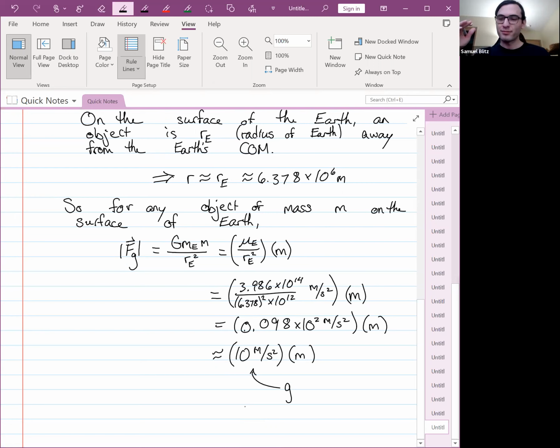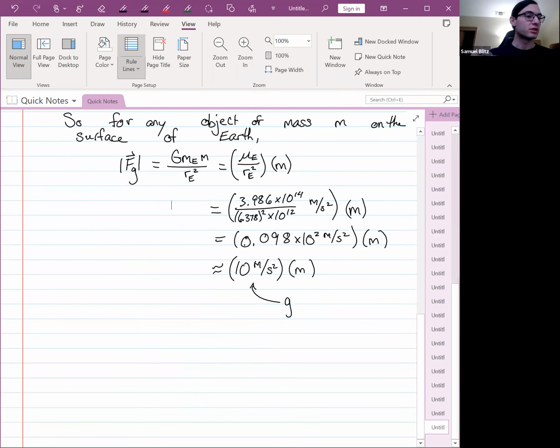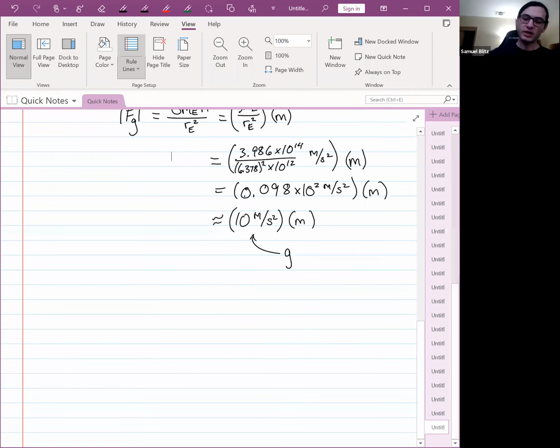Now, I shoved something under the rug. Everything that I just said only applies for an object on the surface of the Earth, right? Because if you're at a different place, then the value for r is different. But we could account for that. It is true that the acceleration would be different depending on your height, but we can see how different it is. So let's suppose you throw a cannonball up 10 kilometers.